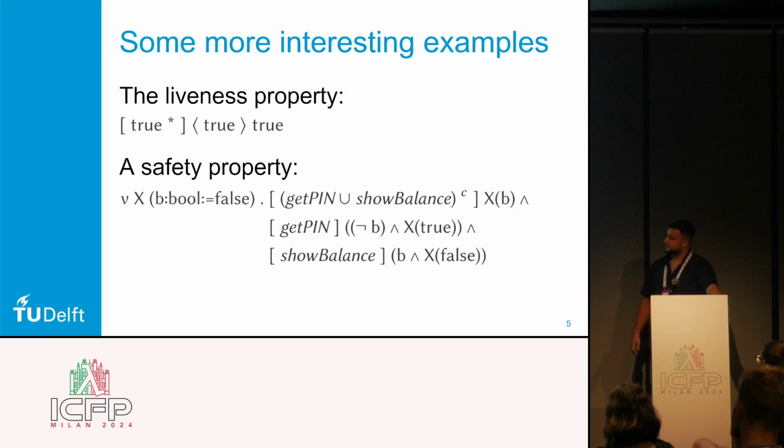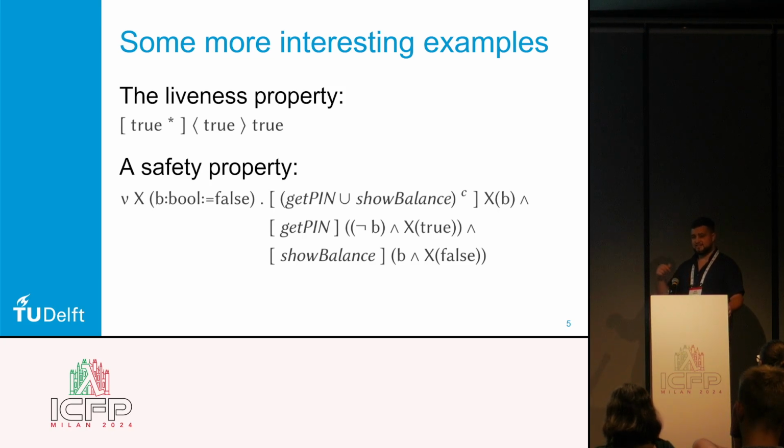This Boolean parameter we use to signify whether the get pin operation has been executed for the current user, and that's why it has an initial value of false. Then the body of the fixed point says that if we execute any operation that is not get pin or show balance, that is inconsequential to the value of b. If we execute get pin, then we must be in a state in which get pin has not already been executed for that user. So that's what the not b does there.